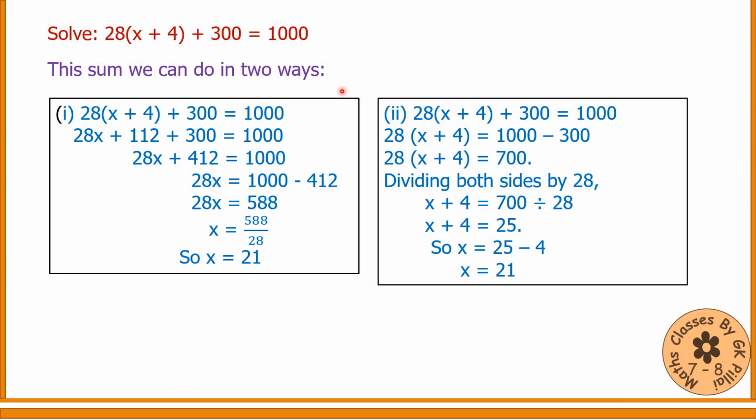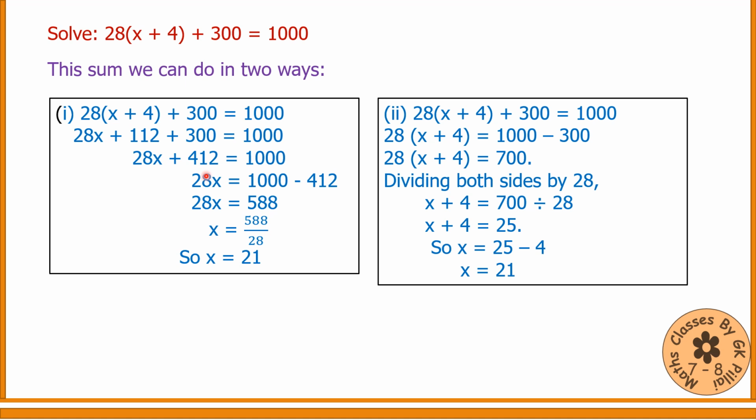This is a textbook example only. In the textbook, this particular sum is done in 3 different ways. I am doing it in 2 different ways and with limited steps. 28 into x plus 4 plus 300 equal to 1000. Here the bracket is open and these two are combined. It becomes 412.